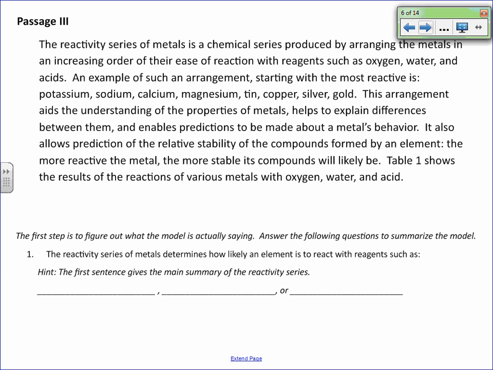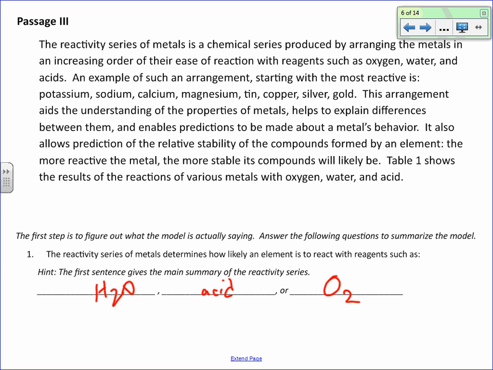Question 1 asks you, as the first step, to figure out what the model is actually saying. We had it summarized for us a second ago. So you answer the following questions to summarize the model. The reactivity series of metals determines how likely an element is to react with reagents, such as, what are the 3 reagents that we're testing in this case? Nice. Water, acid, and oxygen. Perfect.